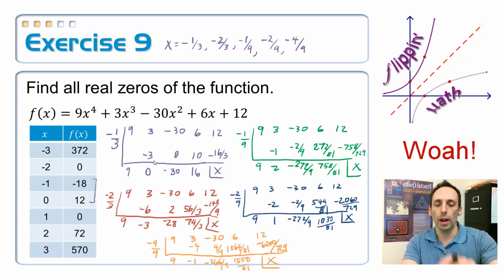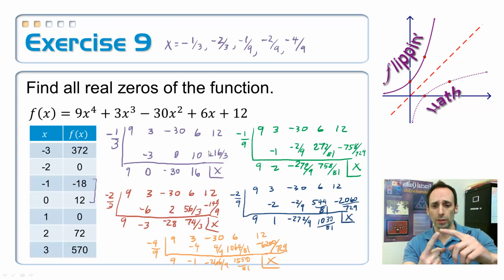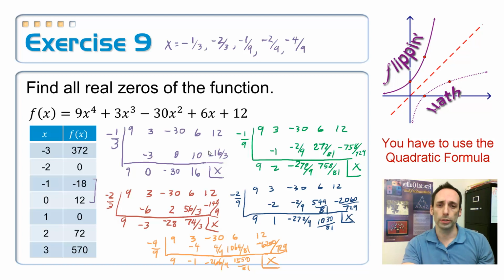Whoa. So I tried to synthetically divide it by all 5 of those possibilities, the -1/3, -2/3, -1/9, -2/9, and -4/9, because those are all the numbers that are in between -1 and 0 that were in my list of possibilities. And you can see that not a single one of those worked. What does that mean? What it means is that the two that are in between there must be either irrational or imaginary. And in either one of those cases, I can only find them using the quadratic formula.